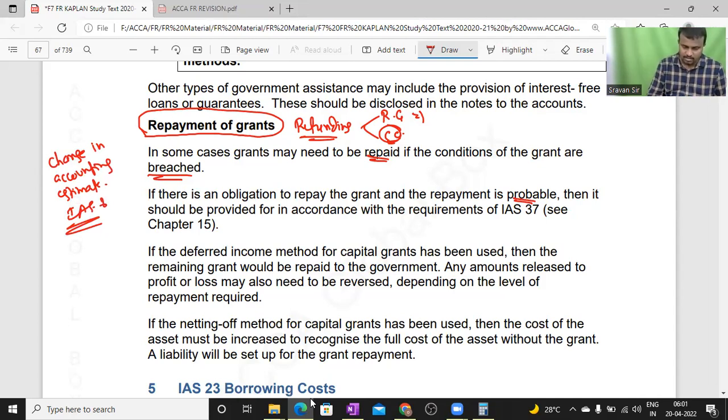If the deferred income method of capital grant has been used, then the remaining grant will be repaid to the government. Any amount released to profit or loss may also need to be reversed from the P&L if the deferred income is not sufficient to repay. In the case of the netting off method, where the grant received is adjusted to the capital asset, the cost of the asset must be increased to recognize the full cost of the asset without grant. Then a liability will be set up for grant repayment. So this is relating to government grant and IAS 20.